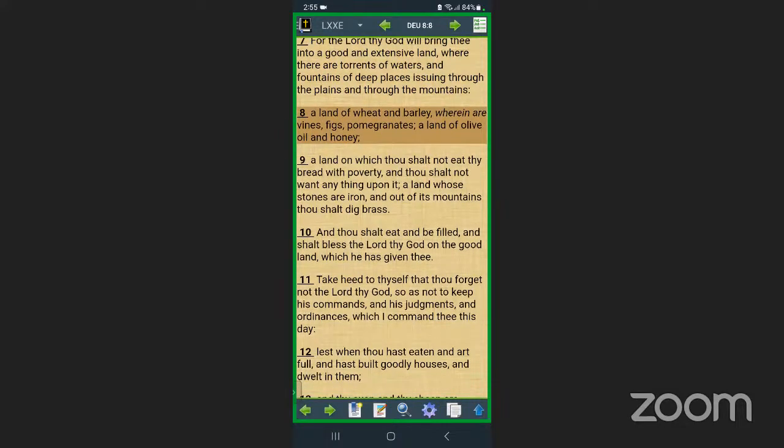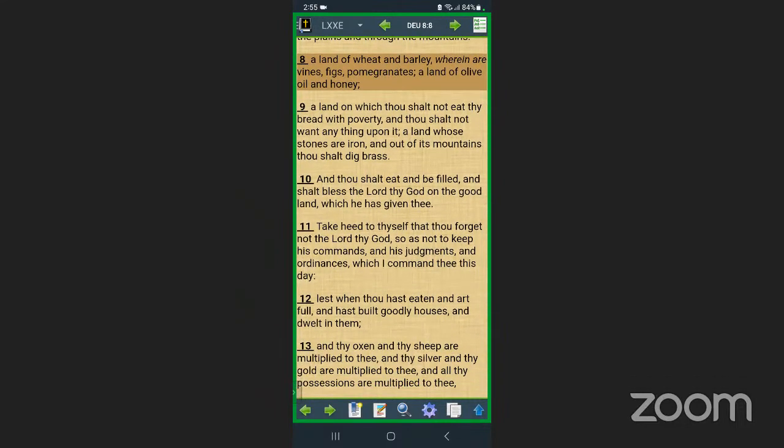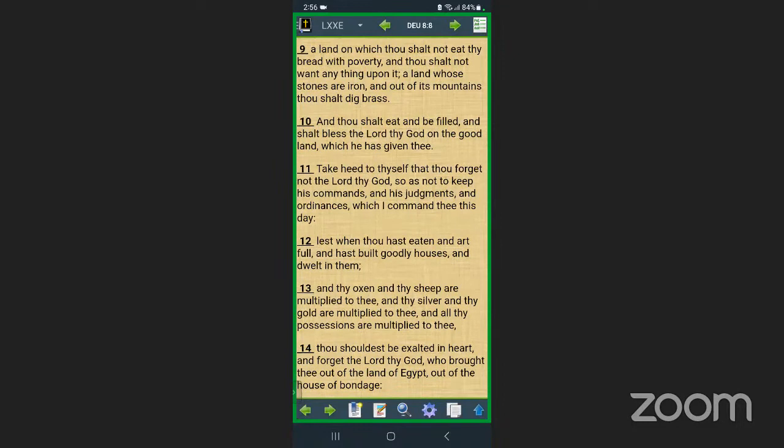Where there are torrents of waters, fountains of deep places issuing through the plains and through the mountains, a land of wheat and barley, vines, figs, pomegranates, a land of olive oil and honey. A land on which you shall not eat your bread with poverty, and you shall not want anything upon it, a land whose stones are iron, and out of its mountains you shall dig brass.